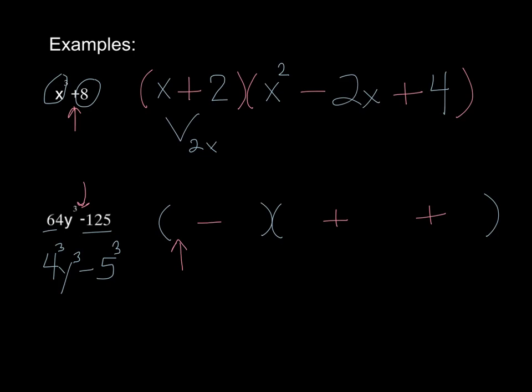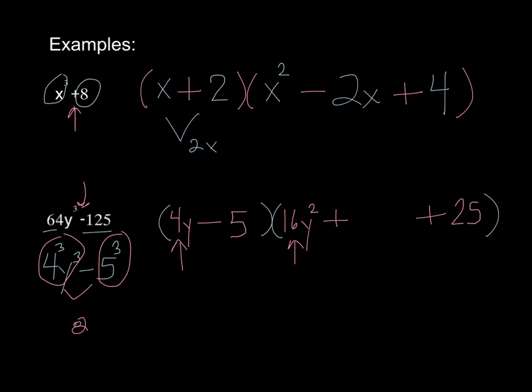When I fill in this first slot, I look here and say, what's cubed? 4 and y. And then I can fill in this slot by squaring it, 16y squared. When I look at the second piece, I can say that the 5 is cubed. Squaring it will give me 25. And then when I multiply these together, these two terms right here, 4 times 5 is 20y.